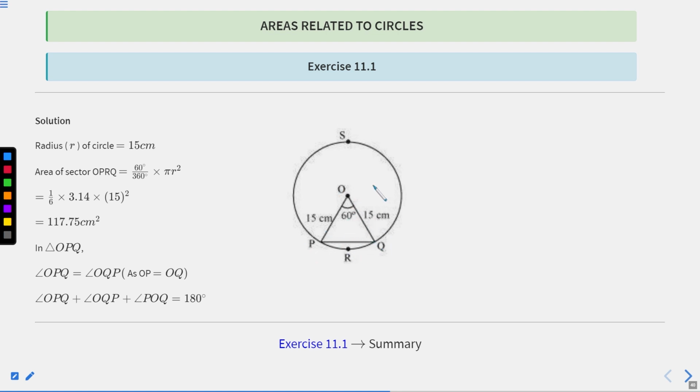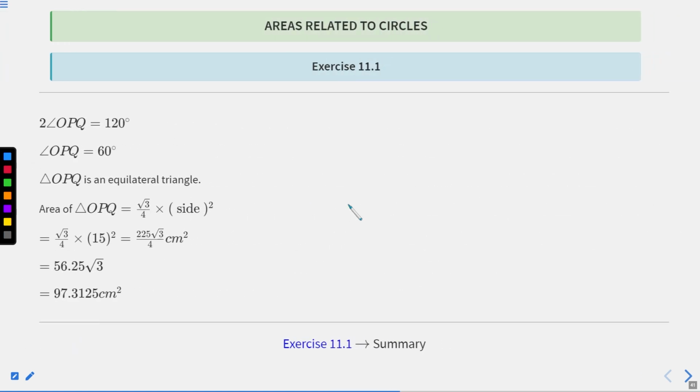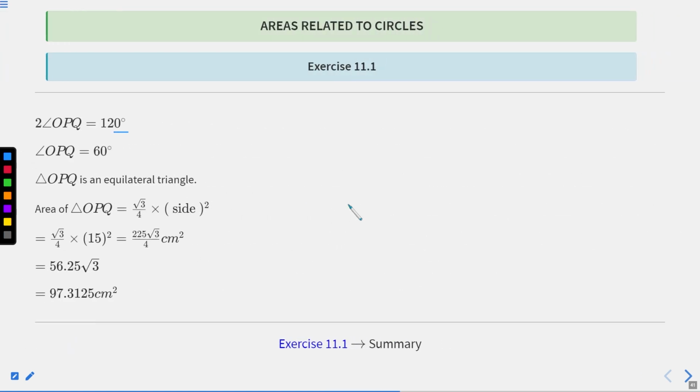So this triangle OPQ is basically an equilateral triangle. Now the area of equilateral triangle OPQ is equal to root 3 by 4 times side squared, which is root 3 by 4 into 15 squared, that is 225 times root 3 by 4, which is 56.25 times root 3, and this is equal to 97.3125 centimeter square. So the area of triangle OPQ is 97.3125 centimeter square.